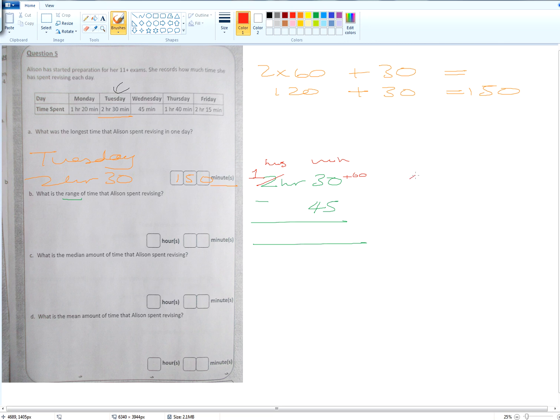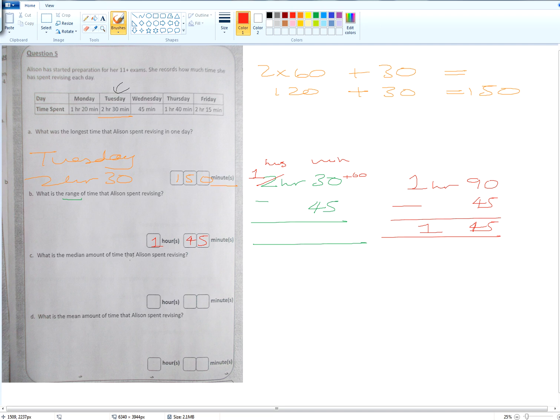So now the question becomes 1 hour and 90 minutes minus 45. Can we do the question now? Yes. So 90 minus 45 will give us 45. So the answer will be 1 hour and 45 minutes. Well done, folks.